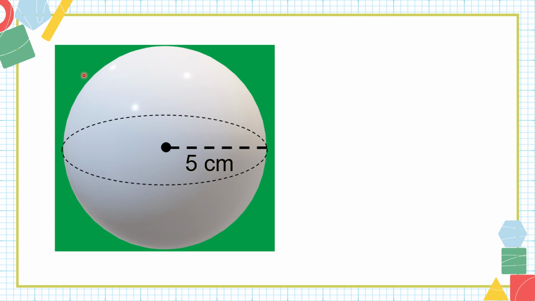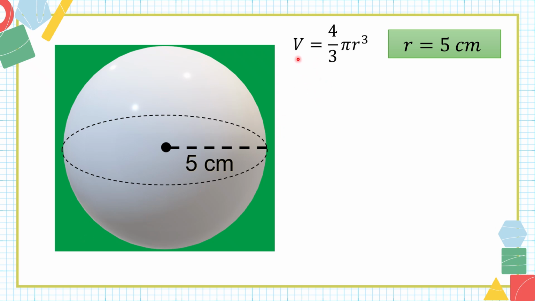Another example, let us try to get the volume of this given sphere. As you can see, this is a sphere with a given radius of 5 centimeters. To get the volume of this given sphere, we are going to use the formula V is equal to 4/3 pi r cubed. So isa lang ang kailangan natin, which is the radius, 5 centimeters. First, let us substitute r to the formula. It will be 4/3 pi, and then the value of r is 5, the quantity 5 cubed.